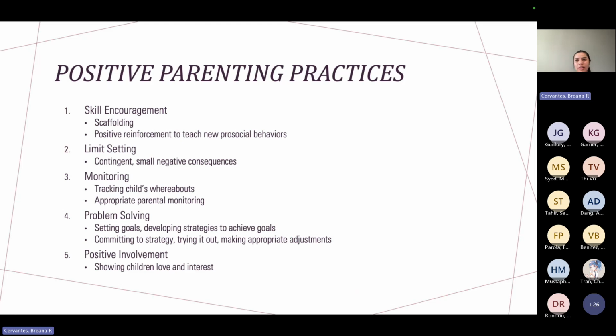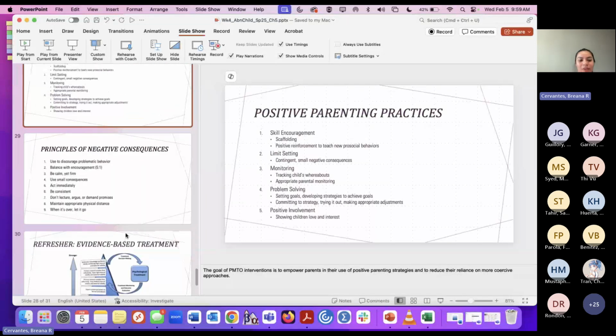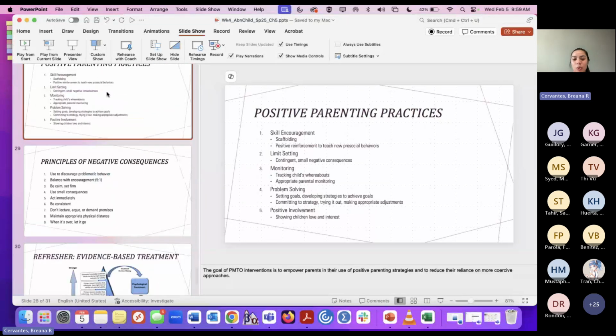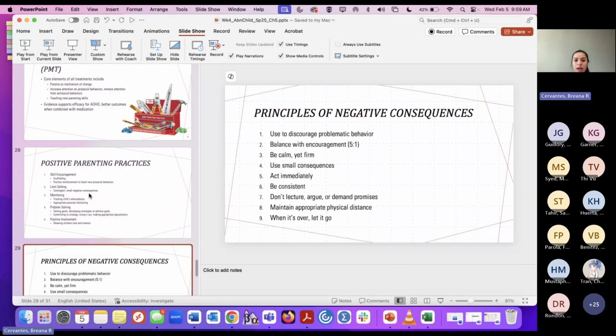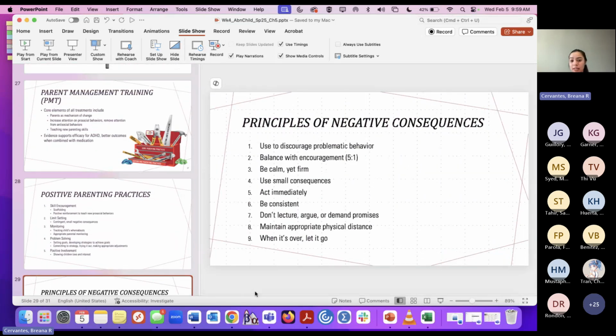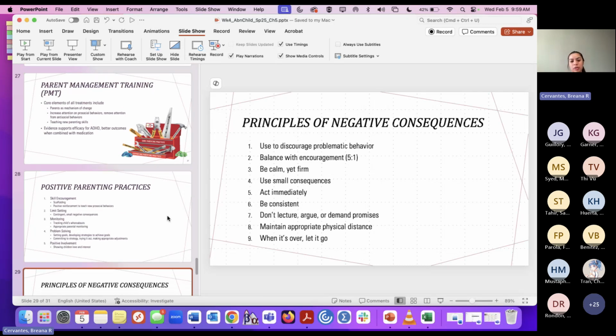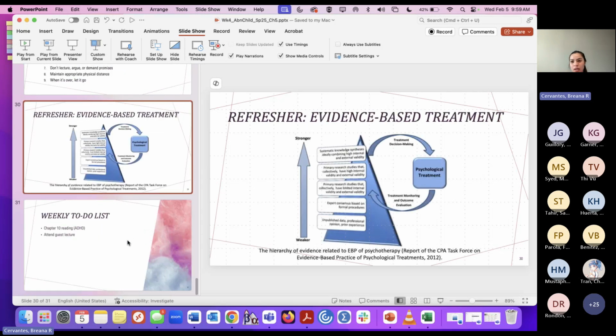Okay, I think let's end here. The rest of the slides, let me see. Yeah, the rest of the slides. Oh, we're very close. These are just the last two slides on what principles we're actually teaching in parent management training, whatever the specific brand is. So how will we use negative consequences? How will we use positive parenting practices? What are the different key elements? And then just a refresher on evidence-based treatments. Okay, wow, we got through most of it.